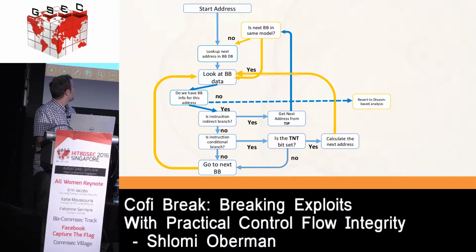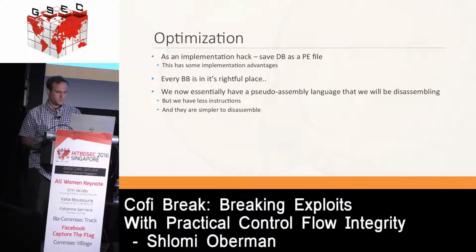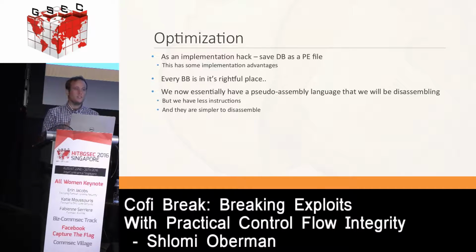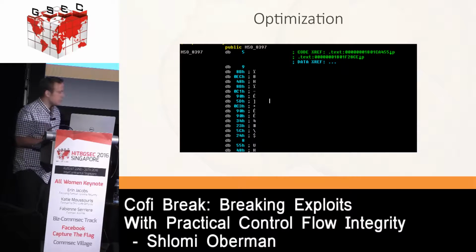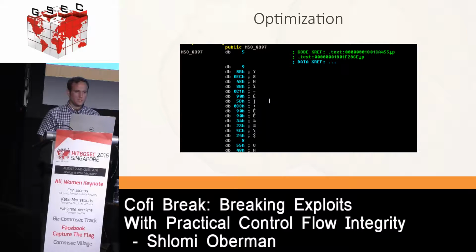Right? So we've taken this step, which is a very performance-intensive step that we had to perform all the time, and we're taking it out of the analysis, so we have a much more streamlined analysis. Okay? As a little implementation hack, we take all this information and save it in a portable executable format, every basic block in its rightful place, every basic block at its correct relative address. We've essentially built a little pseudo-assembly language that is easy to disassemble and only contains branch information.